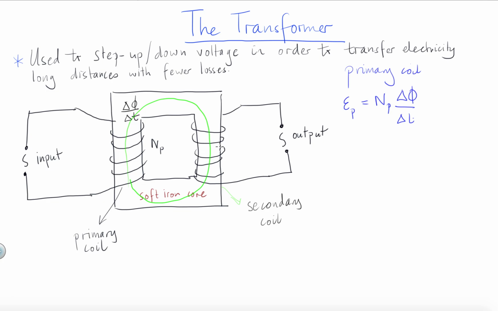Similarly, in the secondary coil, because there's a changing magnetic flux and we have numbers of coils, the induced EMF in the secondary coil is going to be the number of coils in the secondary coil times the rate of change of magnetic flux. Now, the rate of change of magnetic flux is the same in both coils due to the fact that they're connected through this soft iron core.